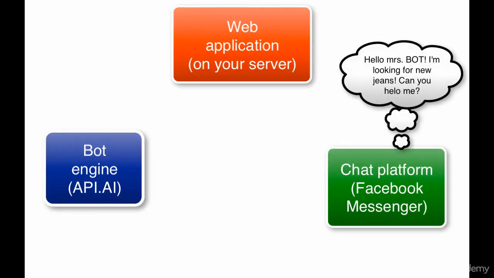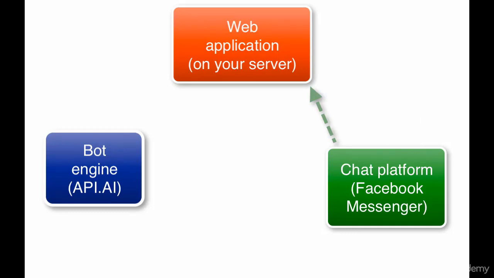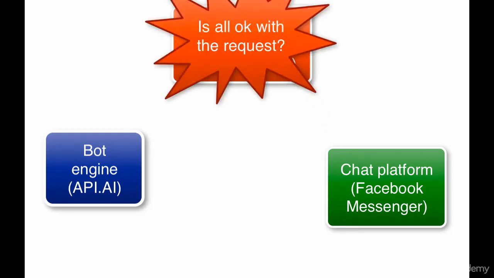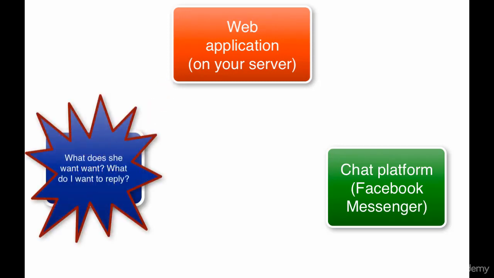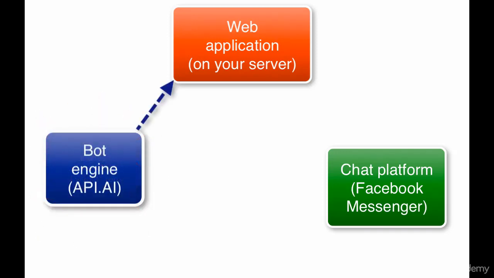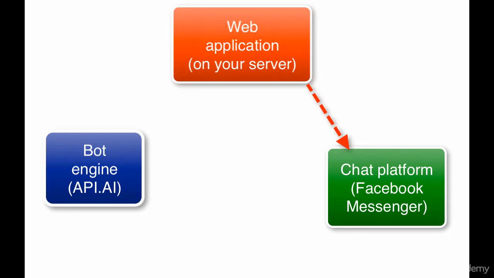So a user would enter a message via the chat platform, for example on Facebook Messenger, and this message would go through your own web application where you would validate it. If everything is okay, the message would be sent to the bot engine, such as api.ai. Bot engine would use techniques like natural language processing and machine learning to form a response that is the message to the user. This would be sent back to your server where you would validate it and do the app logic. And then you would send it back to the user via chat platform.